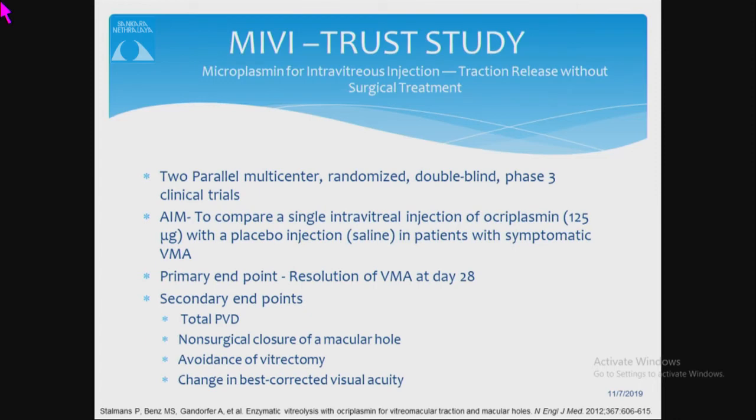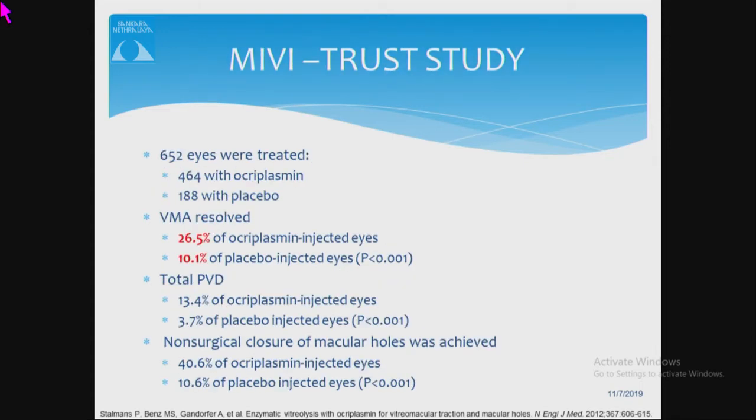The MIVI-TRUST study was the first major clinical trial on ocriplasmin. It involved two parallel multi-center randomized phase 3 clinical trials. The aim was to compare a single intravitreal injection of ocriplasmin with a placebo injection in patients with symptomatic VMA. The primary endpoint was resolution of VMA at day 28, and the secondary endpoints were total PVD, non-surgical closure of macular hole, avoidance of vitrectomy, and change in best-corrected visual acuity.